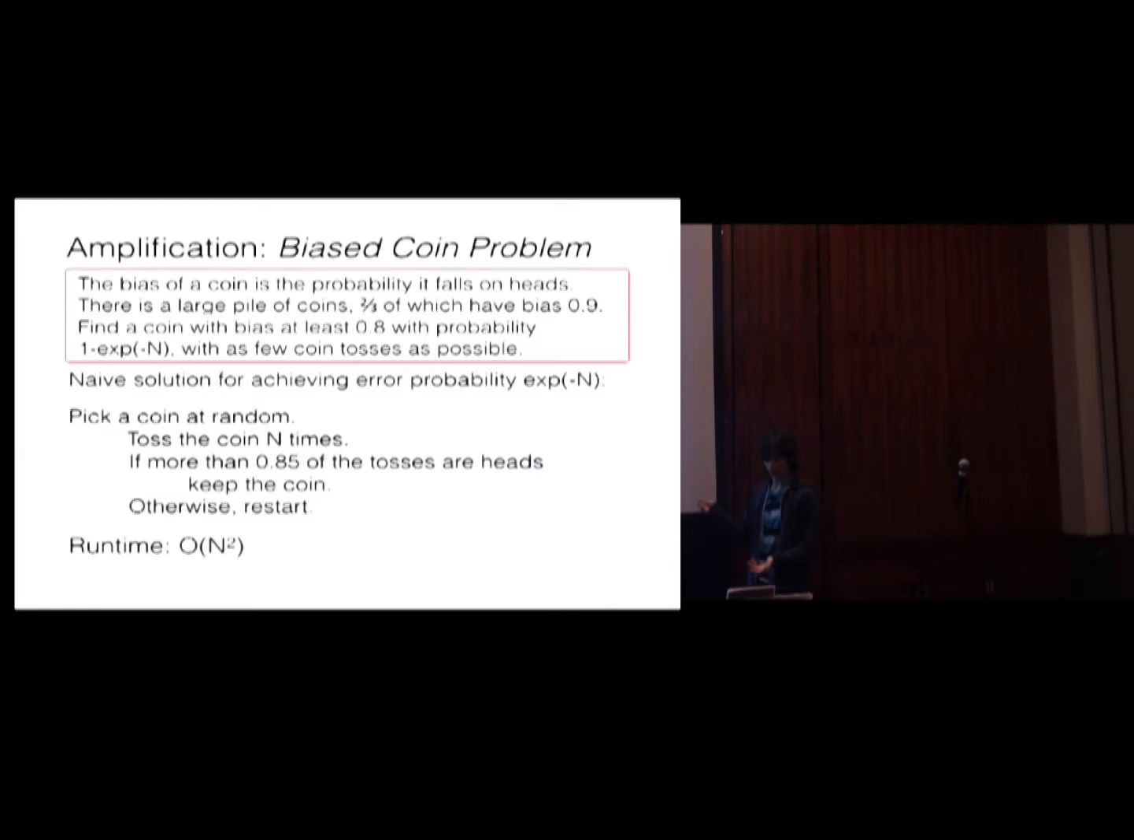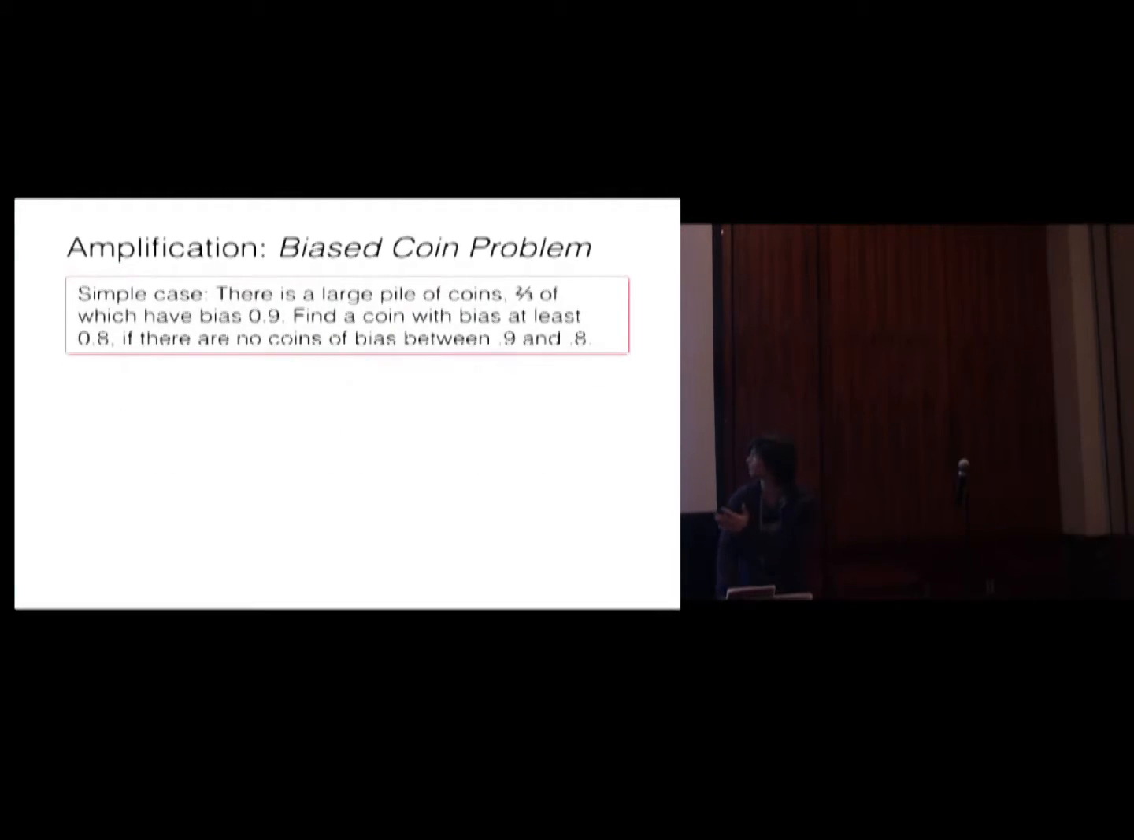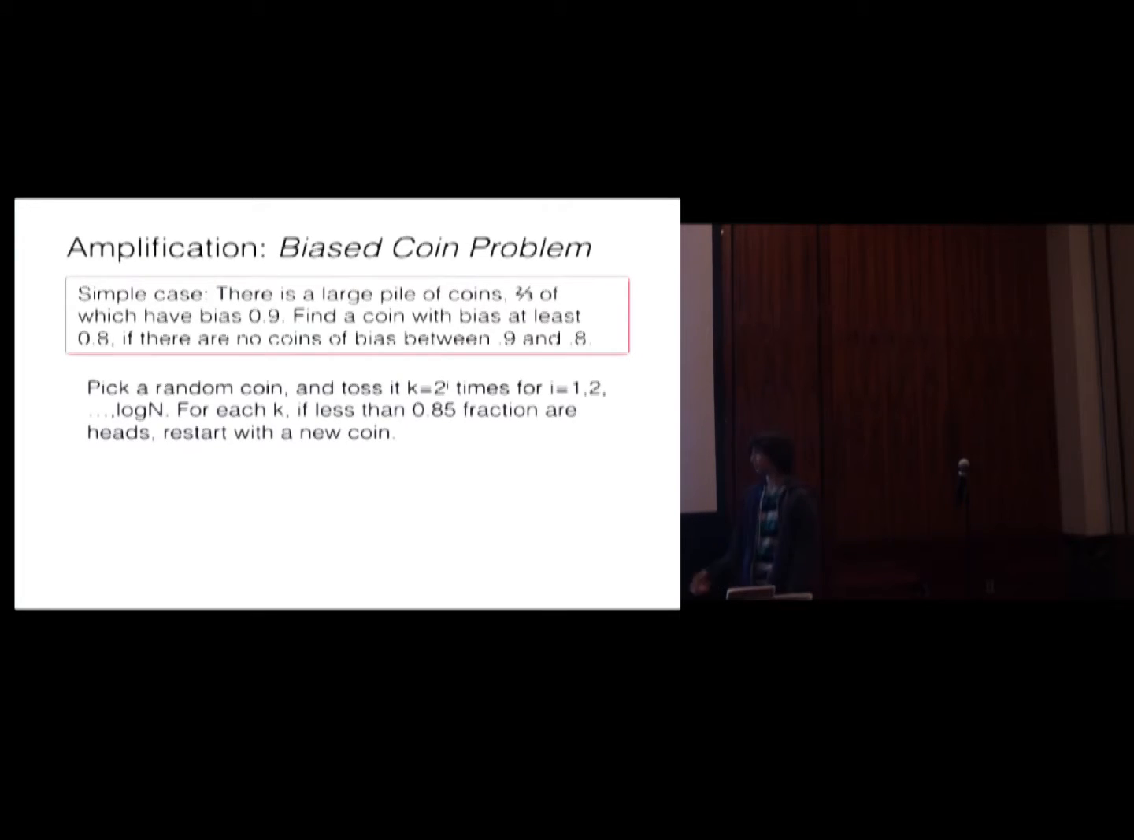Okay, so now we want to beat this. Ideally, we want to get something like O(n), and right now we can get O(n log squared n). I'm not going to show the general algorithm, but I'll show it for a slightly different problem. It's just a simpler case. In the simple case, similarly, we have a large pile of coins. 2/3 of them have bias at least 0.9, and we want a coin with bias at least 0.8. We also have this added assumption that there are no coins between bias 0.8 and 0.9. So each coin either has bias less than 0.8 or more than 0.9. Cool. All right, so here's the algorithm.